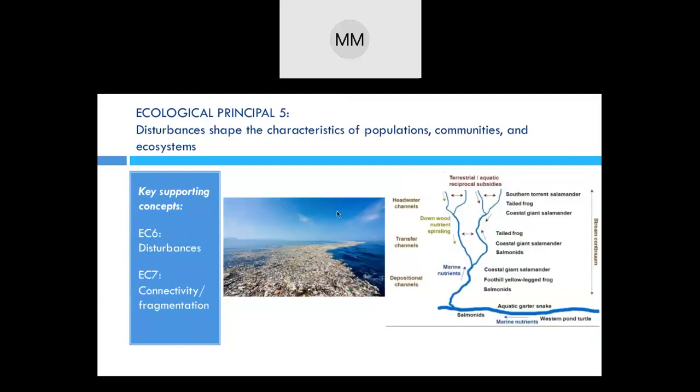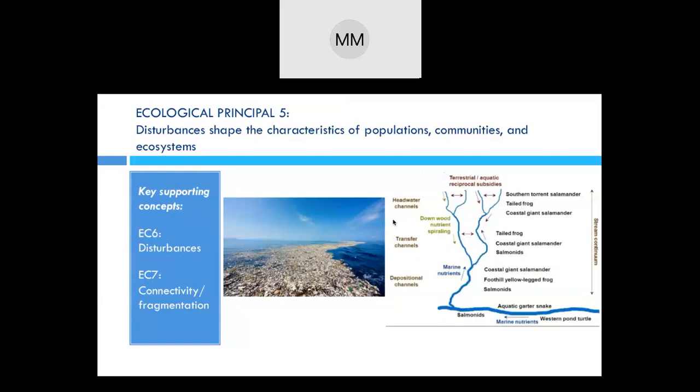And the last part of our ecological principle 5 is disturbances shape the characteristics of populations, communities, and ecosystems. With the keyword disturbances, of course, it's looking into disturbances, both human and non-human based, and also connection and fragmentation. So the type, intensity, frequency, and duration of a disturbance, be it natural or human intervention, shape the characteristics of the population, the communities, and ecosystems, including their shape, size, and spatial relationships.